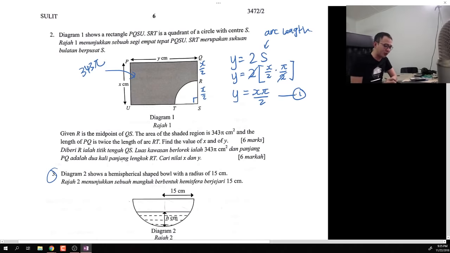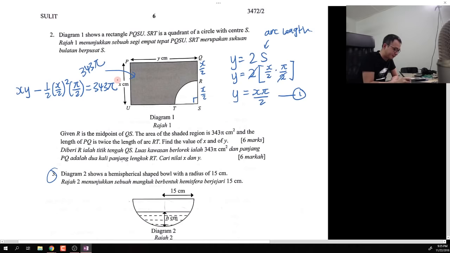And then the second thing I will do is, in order to find the shaded region, we'll need to use the area of rectangle minus the area of the sector, right? So area of rectangle should be very easy, it should be X multiply Y, and minus the area of the sector, which will be half R squared theta, equals 343 pi. Alright, I will solve this equation. I will substitute my Y value into here. This is the second equation.